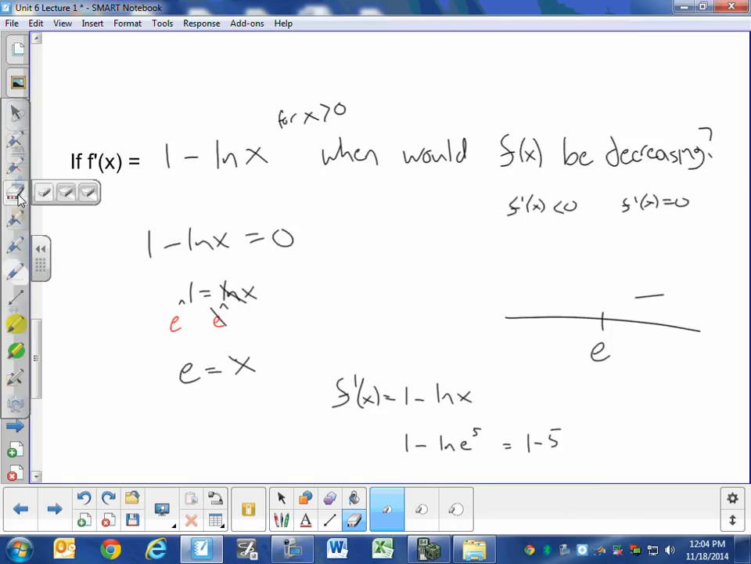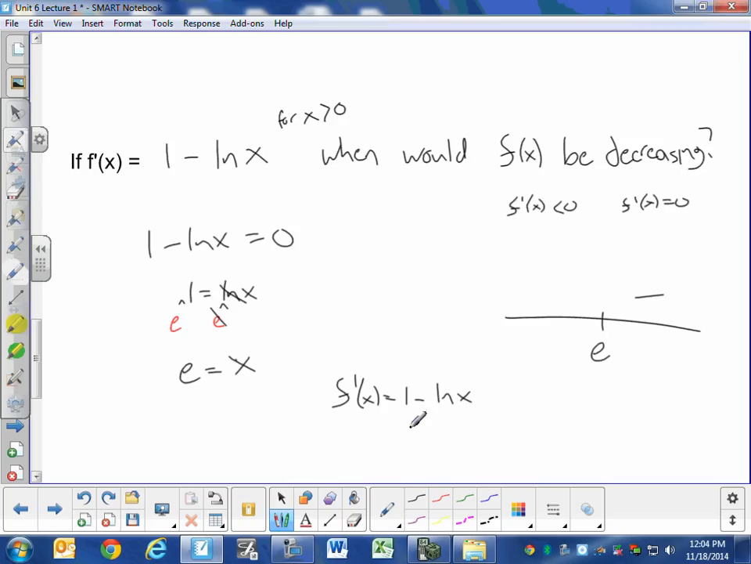Okay. Now I think about a number less than e. Now this is where it's tricky, but a number less than e would be like 1. That's easy to work with. And we have to remember that the log of 1 is 0.